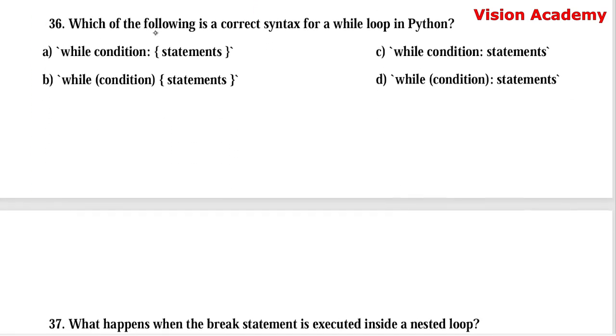Question number 36. Which of the following is a correct syntax for a while loop in Python? Option A, while condition colon, statements in curly open and closing braces. B, while condition in round braces, statements in curly open and closing braces. C, while condition colon, statements. D, while condition in round braces colon, statements. Here option D is the right answer.